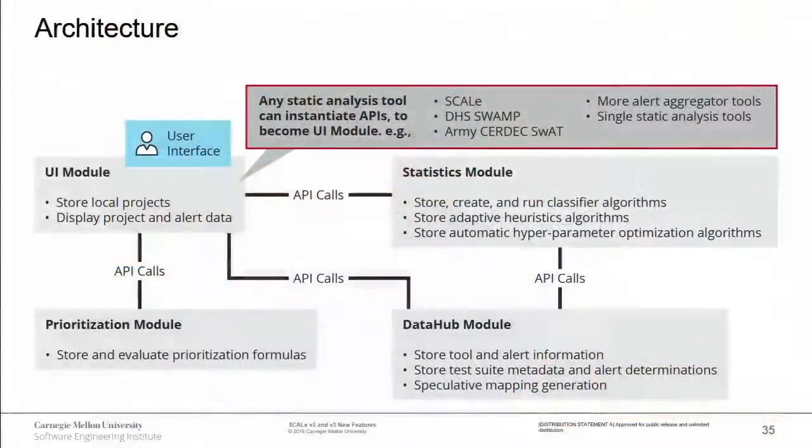So I want to talk just a little bit more about this architecture. You can see that there are 4 servers in this architecture we've developed. The statistics module on the top right stores, creates, and runs the classifier algorithms. The data hub module stores data. The prioritization module stores and evaluates prioritization formulas. And the top left UI module is where the static analysis tools such as Scale, DHS Swamp, Army CERT SWAT, and other aggregator and single static analysis tools would fit. And the idea is that they just need to instantiate and respond to the defined API calls in the architecture as the UI module to be able to benefit from those things.